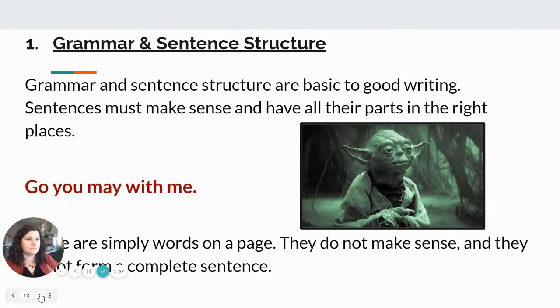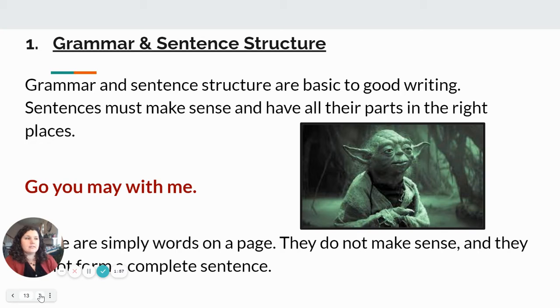Here we go. The first one is grammar. And so grammar and sentence structure is the order of words and the way that they sound as you are reading them, as you are speaking. And so sentences need to have their parts to make sense. Good old Yoda here, he could maybe use a lesson in grammar. So maybe we should give him a lesson in grammar.